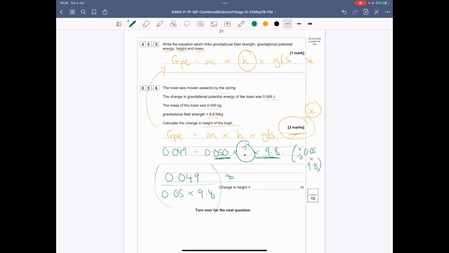That then would equal my height, which is my question mark. So I've just rearranged the equation, making sure I'm dividing it. Okay, and that would then give me an answer of 0.1 meters.